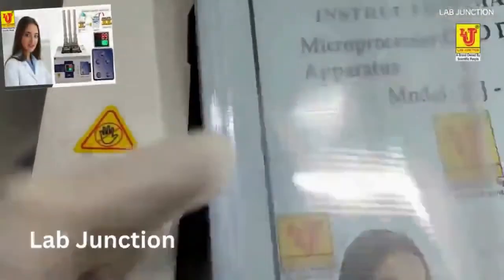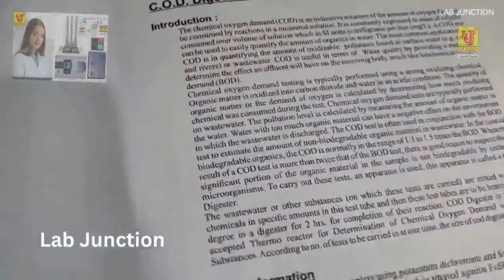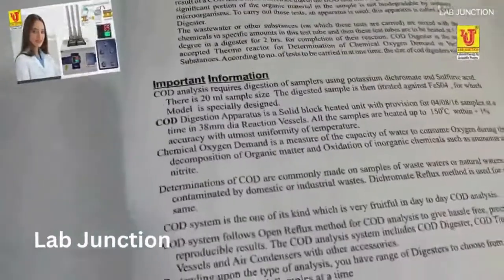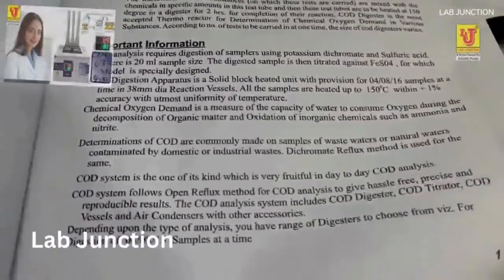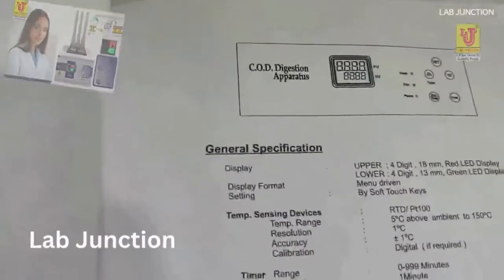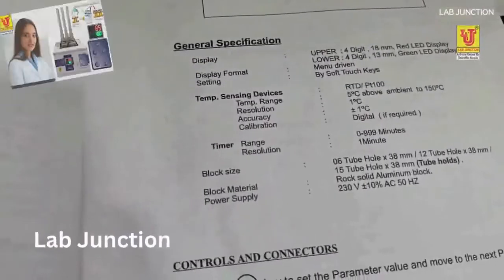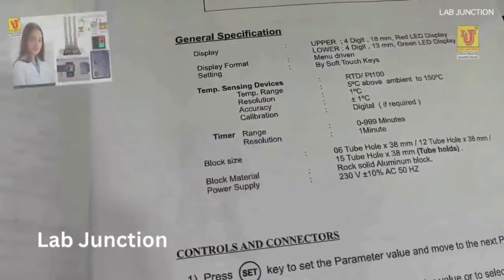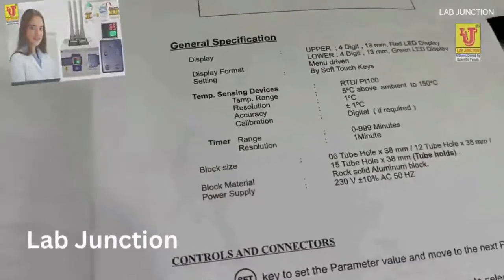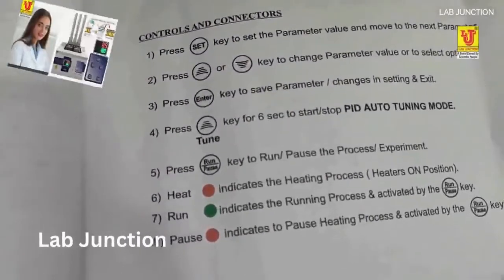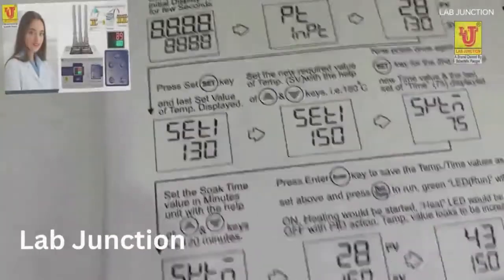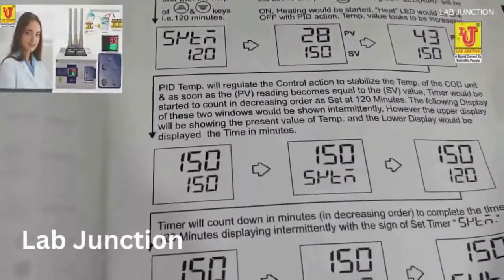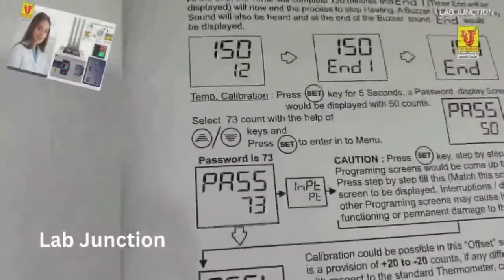In this manual, a complete description about how to operate the instrument is described. Methods, COD methods. Specifications: temperature range up to 150 degrees centigrade. Keys location: how you can use the instrument with the help of keys. Complete description is given in the instruction manual index.